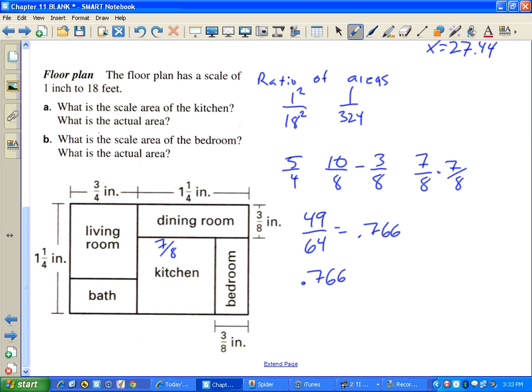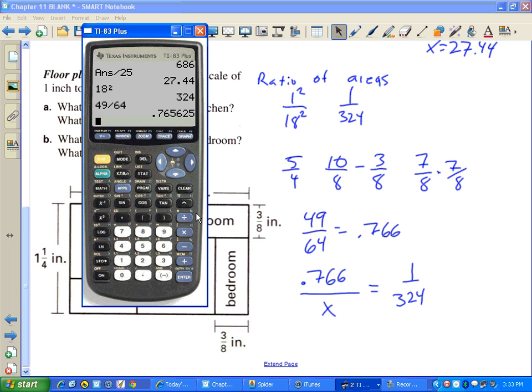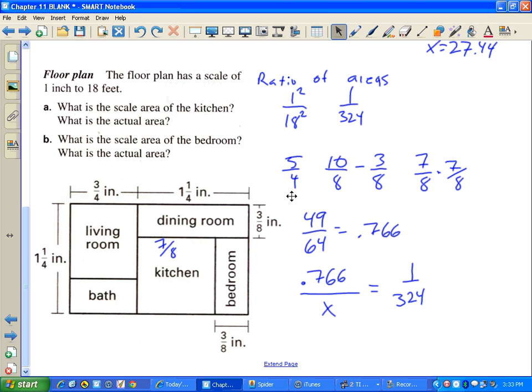I should be able to take the area of the small over the area of the real, which should equal 1 to 324. So if I cross multiply, I'm just going to be multiplying by 324. 248 square feet in the real house is how big the kitchen would be. Okay, so 248. This is 0.766.